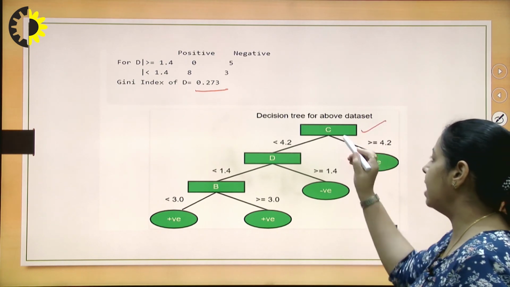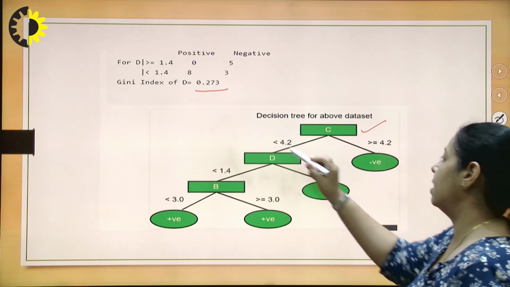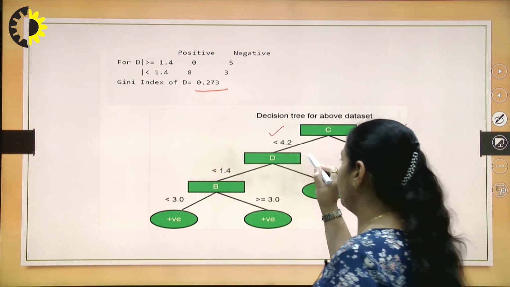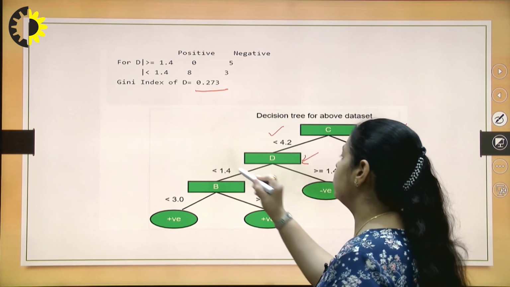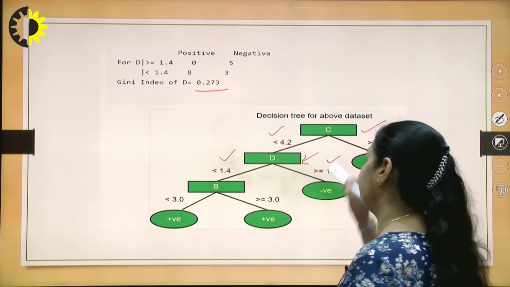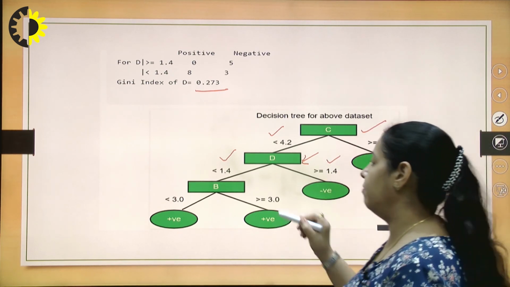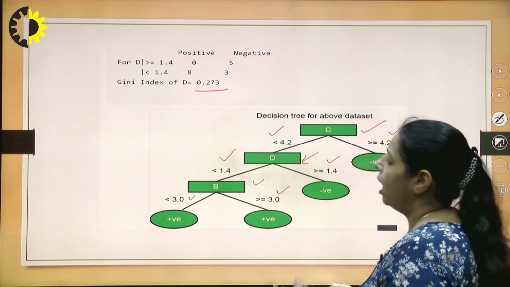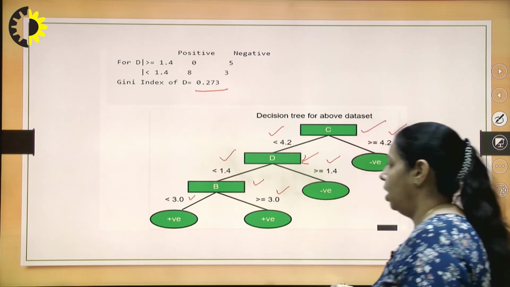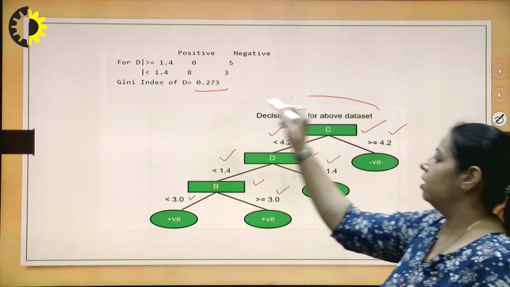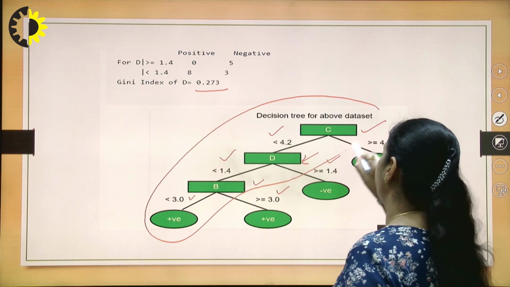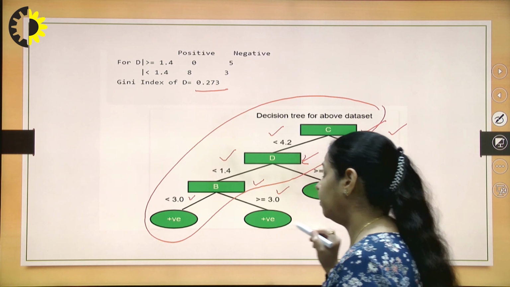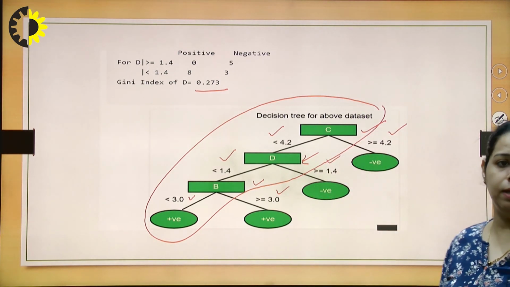Then we further categorize C into two classes. Its classes are less than 4.2 and greater than or equal to 4.2. Under less than 4.2, we have D now. D has two categories, less than 1.4 and greater than 1.4. Then under less than 1.4, we have B, which has less than 3.0 and greater than 3.0. And then further we have A also. In this manner, we will form the decision tree. All positives are taken on this side. So in this manner, we form our decision tree.